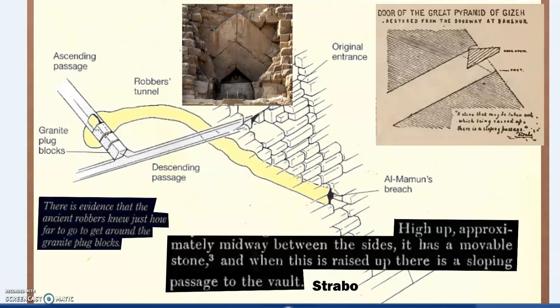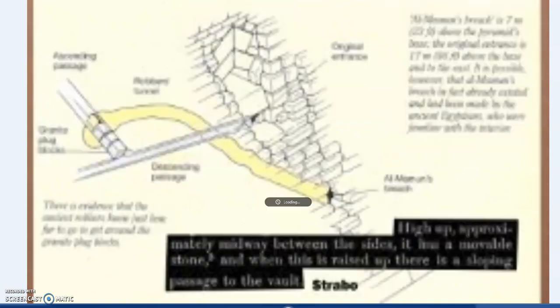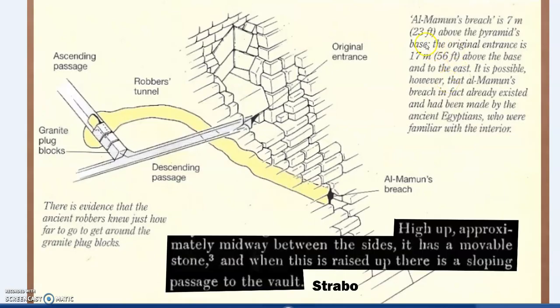So when it gets to, okay, there is evidence that the ancient robbers knew just how far to go to get around the granite plugs. This is from, I think it's Mark Lehner's site. And we could go back as well. There's another. Al Mamoon's breach is 23 feet above the pyramid's base. The original entrance is 56 feet above the base to the east. It is possible, however, that Al Mamoon's breach in fact already existed and had been made by ancient Egyptians who were familiar with the interior.